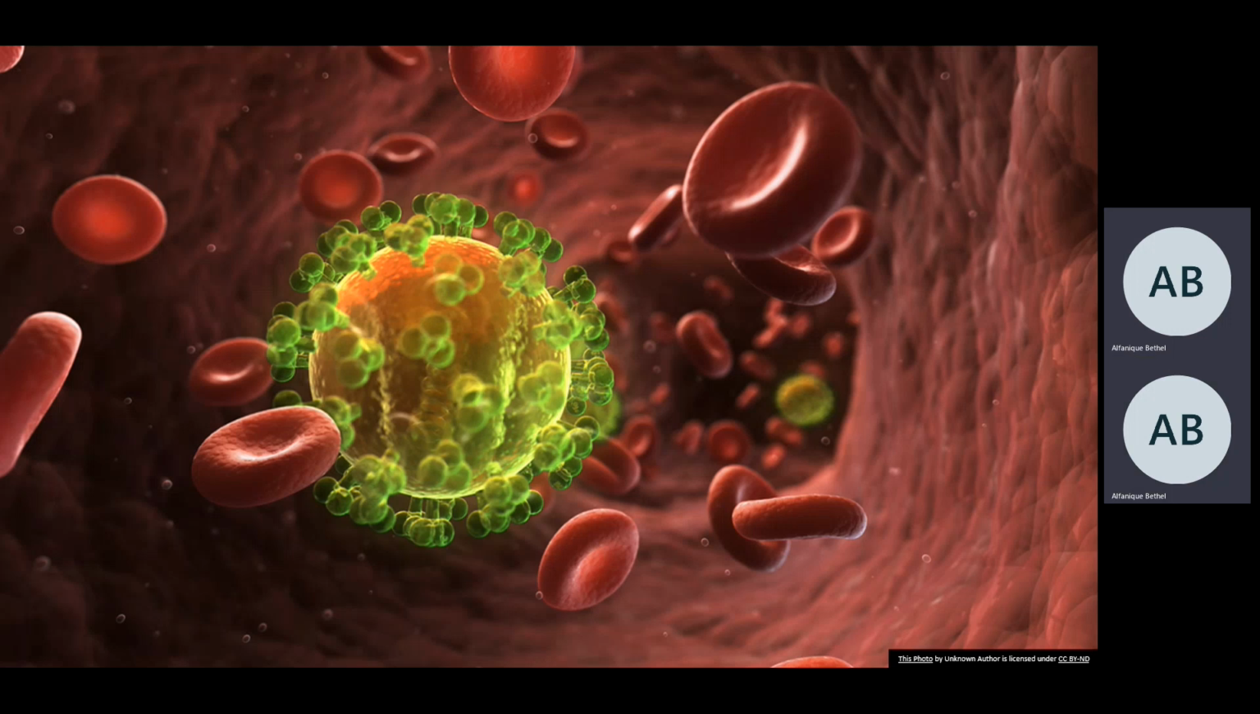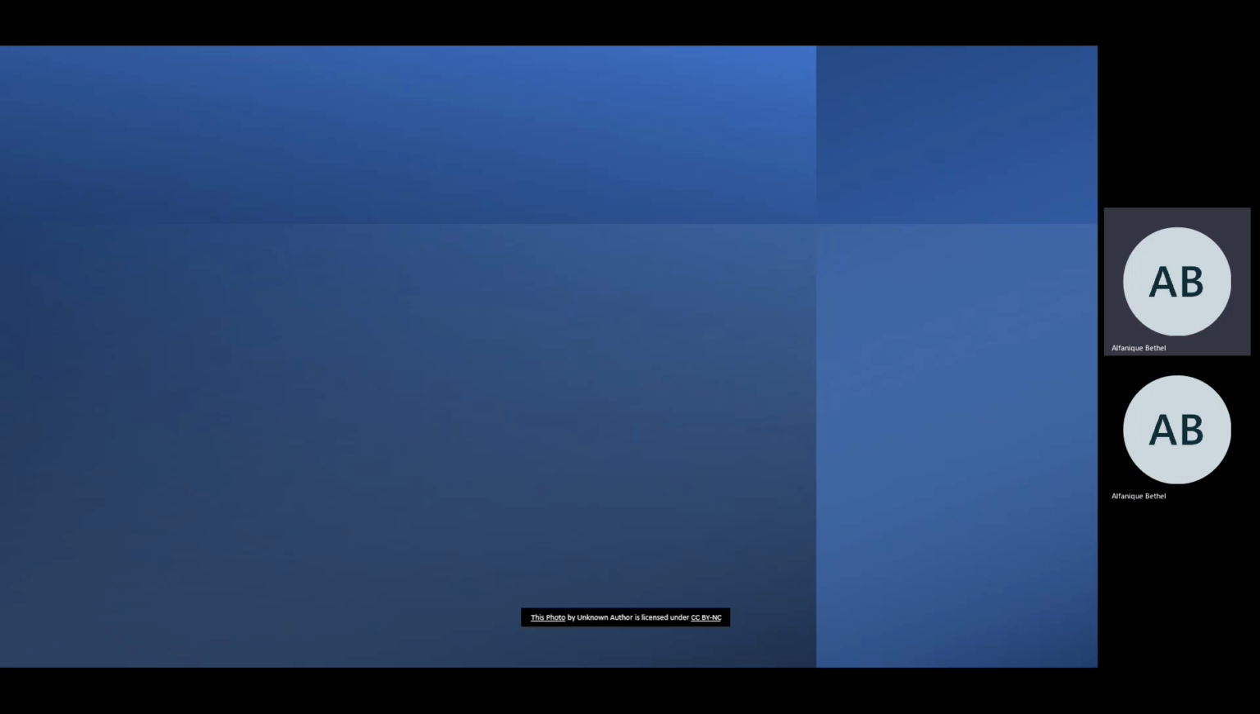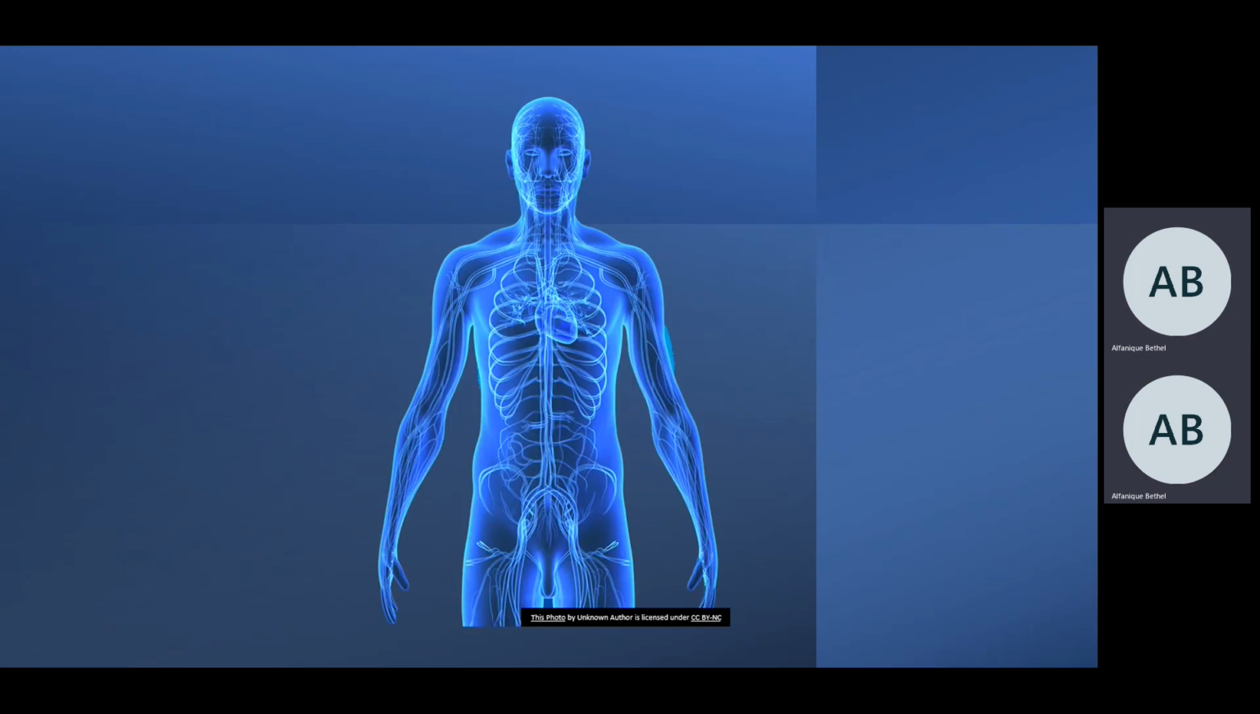HIV, also known as human immunodeficiency virus, affects the immune system of the infected individual. HIV causes a disease called AIDS, acquired immunodeficiency syndrome. HIV can live in your body for an optimal period of 10 years.